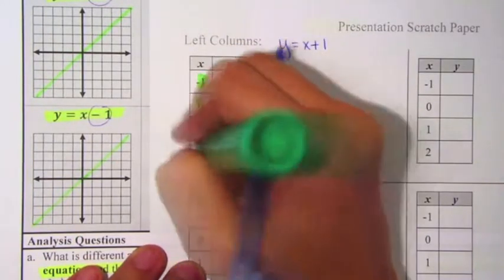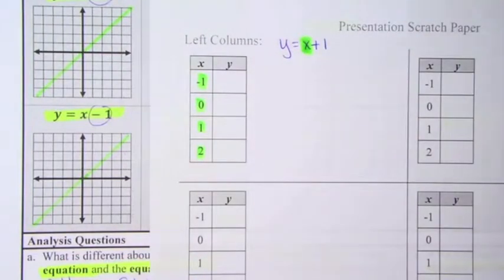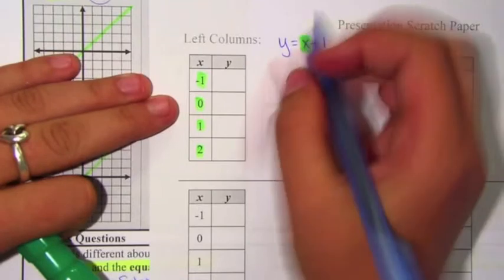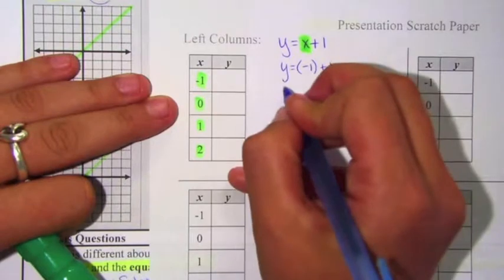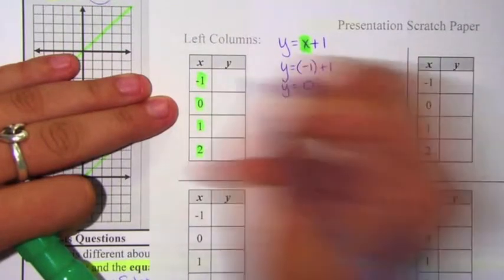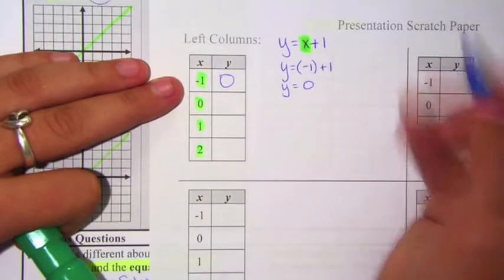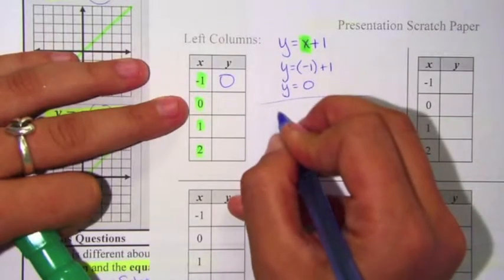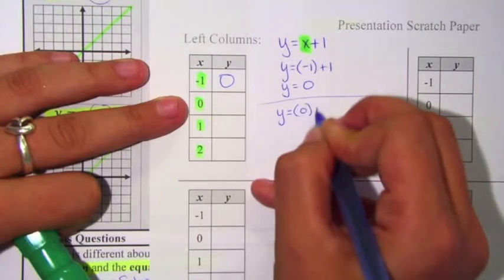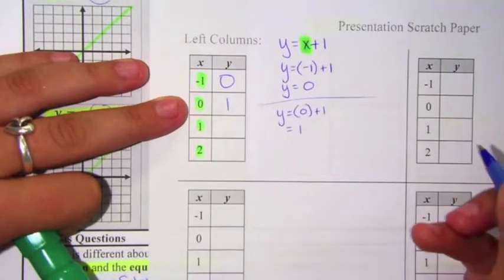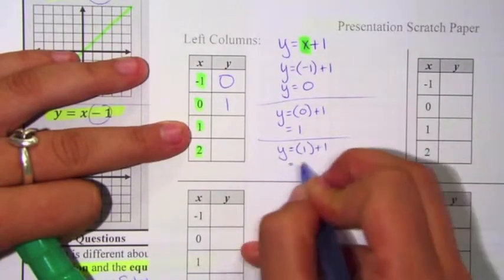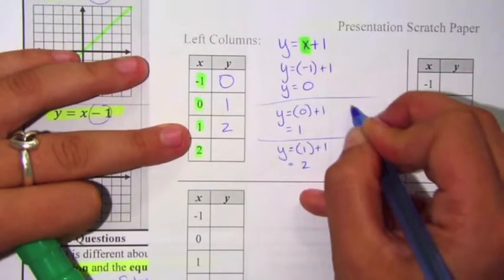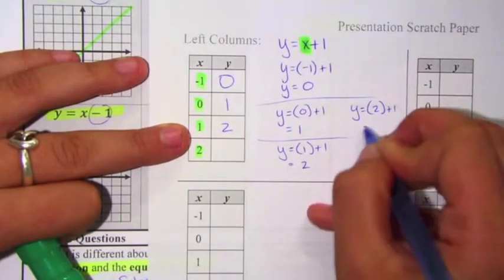What I'm going to do is substitute in these x values for x to solve for the y values. So I'm going to substitute in x equals negative 1, so y equals negative 1 plus 1. And then I'm going to simplify. y equals 0. So when x equals negative 1, y equals 0. Next, x equals 0, so y equals 0 plus 1, which is 1. Then x equals 1, which is 1 plus 1, which is 2. And lastly, x equals 2, so y equals 2 plus 1, which is 3.